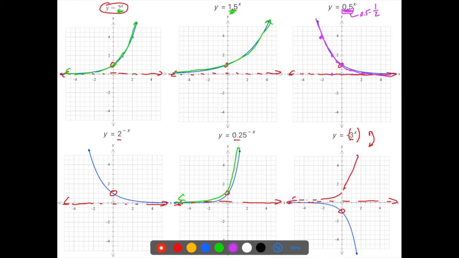Now, that's all with a positive x. But remember, anytime your x is negative, that just means flip it. So if you have a 2 here, 2 to the negative x power is the same thing as 1 over 2 to the x.